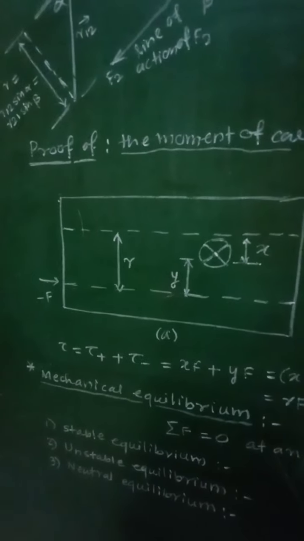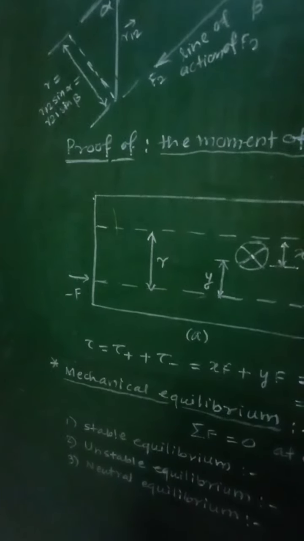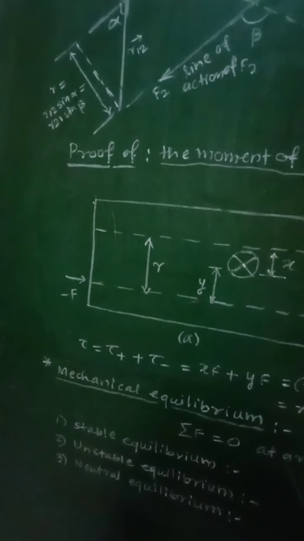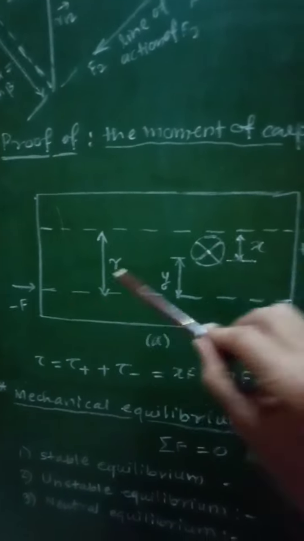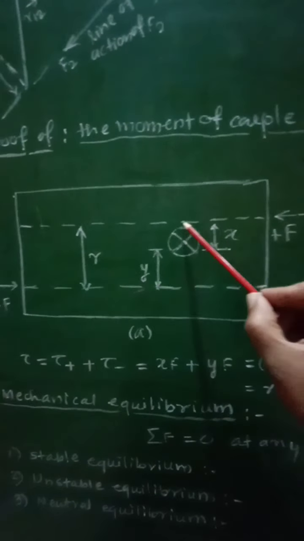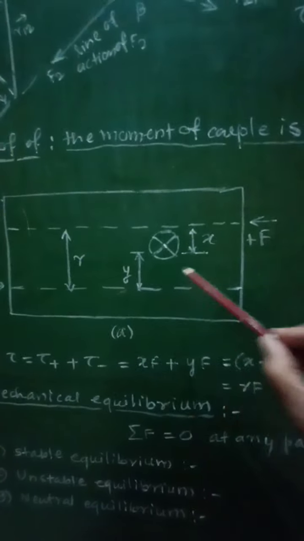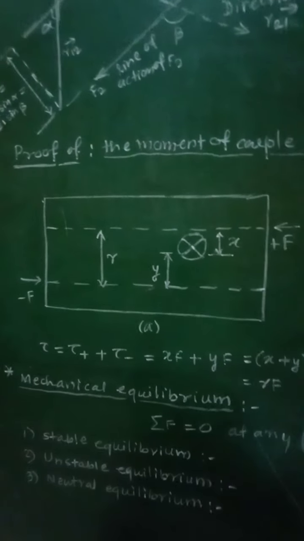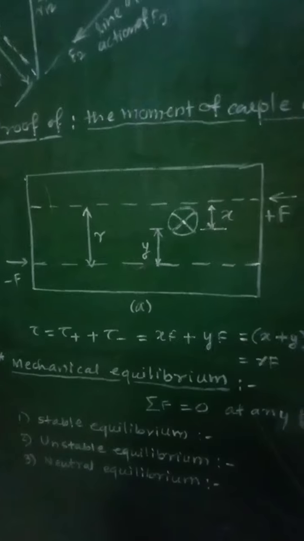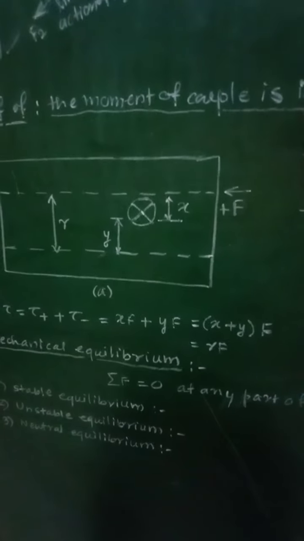Now a couple consisting of forces plus F and minus F, that is two equal and opposite forces, acts on the sheet at two different locations. The plus F force is directed towards the left, the minus F force is directed towards the right, and therefore this sheet will rotate in the anti-clockwise sense as per the first figure, that is figure A. So figure A represents the anti-clockwise rotation of the rectangular sheet.